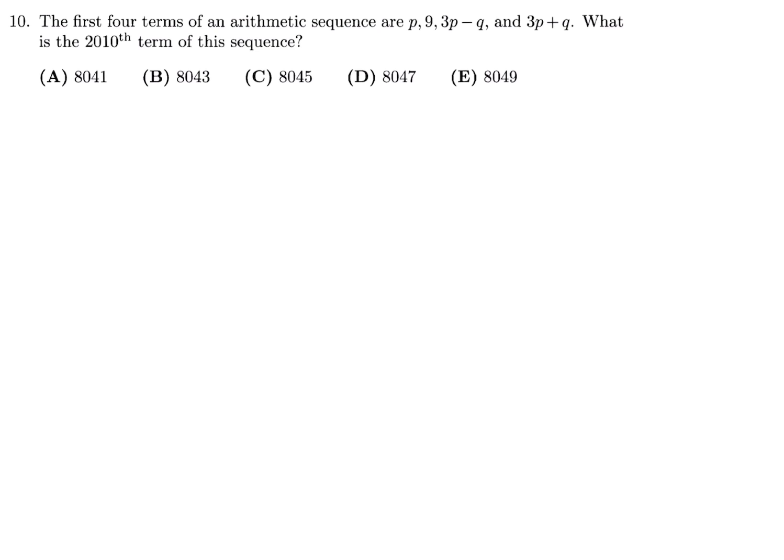The first 4 terms of an arithmetic sequence are p, 9, 3p minus q, and 3p plus q. What is the 2010th term of the sequence? So first term, second term, third term, fourth term, and then dot, dot, dot, all the way until the 2010th term. They've given you p, 9, 3p minus q, and 3p plus q, and then this one we don't know.